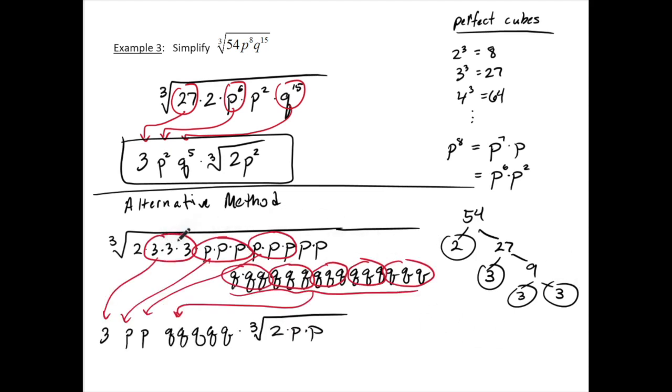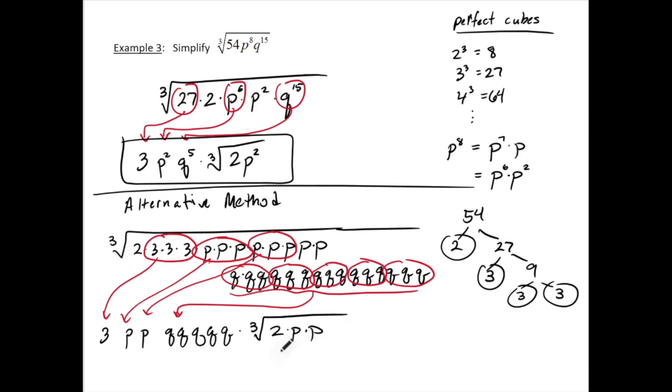Here we have three factors of 3, and the cube root of 3 to the 3rd power is equal to 3. For the variable p, we have two sets of 3 factors, so each of those comes out as a single factor of p. And for the variable q, we have 5 sets of 3 factors. So each of these comes out as a single factor of q. And inside the cube root, we're left with a factor of 2 and 2 factors of p.